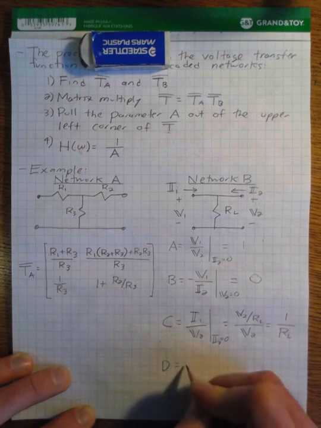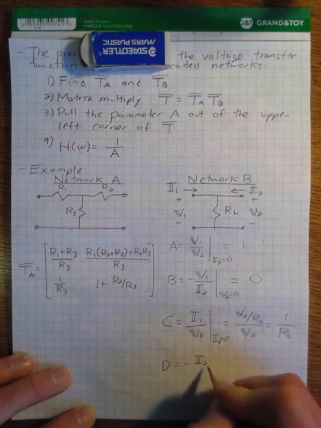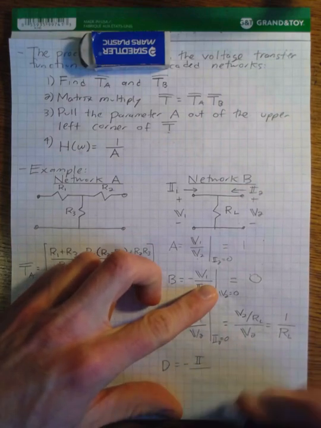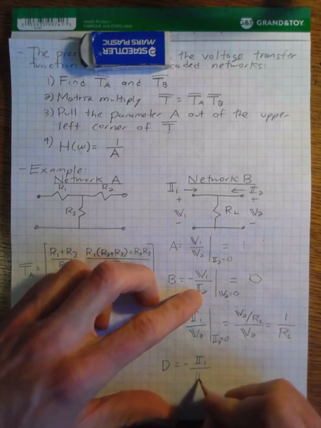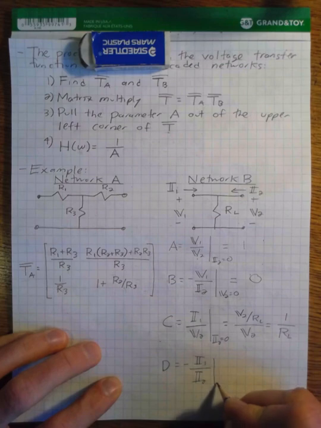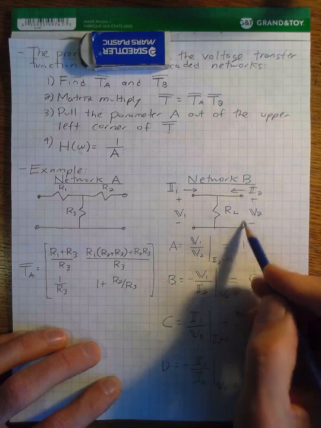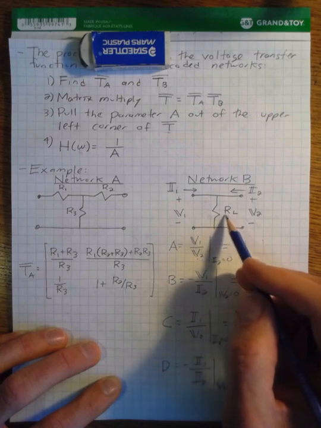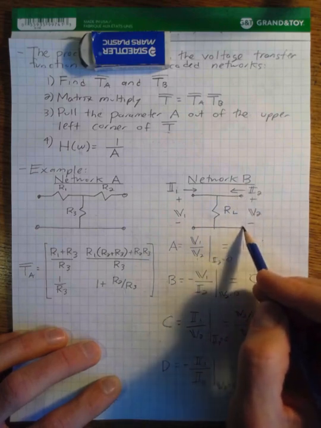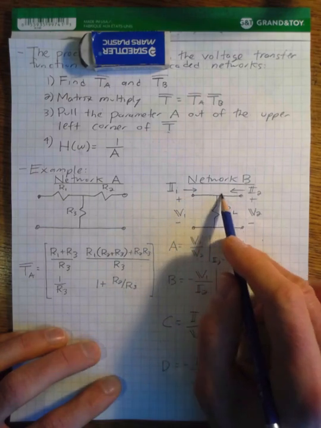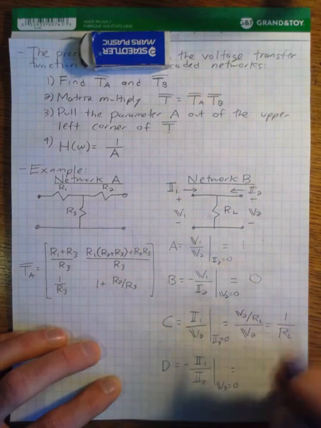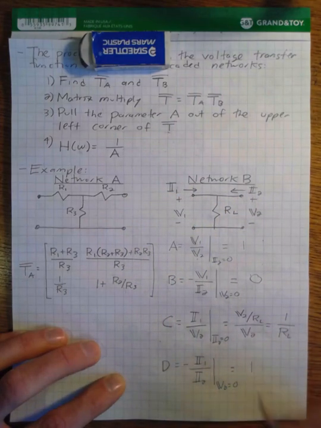And D is our current ratio. Oh, sorry, no, this is I1 over I2, given that we've short-circuited the output. So if we short-circuit the output, no current will flow through the resistor. It'll prefer the short circuit. And that means all current will just flow through this top path and down the short circuit. So I1 is equal to minus I2, and this ratio ends up being equal to 1.